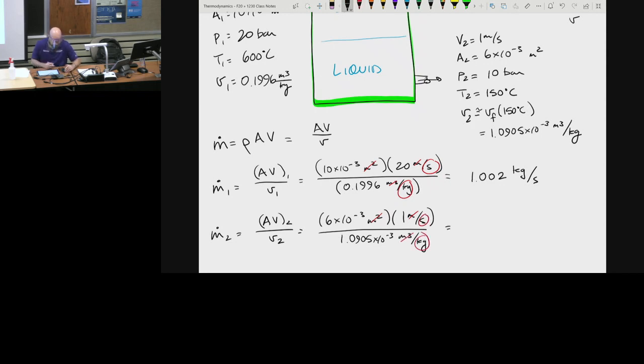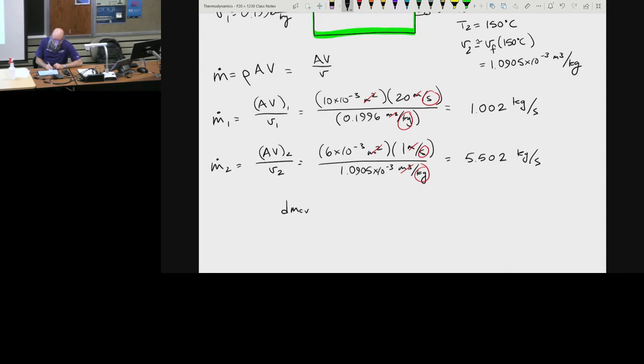So now we can do the calculation. 6 times 10 to the minus third divided by 1.0905 times 10 to the minus third is 5.502 kilograms per second. So even though the velocity was significantly smaller, 20 times smaller, and the area was smaller, we still have more mass coming out at 2 than we do at 1, just because water is more dense, heavier, has more mass to it. So it's easy to say that this is not a steady state process. We have more mass going out than coming in. That means over time, the level of water in that tank is going to go down, and we need to figure out what rate that is.